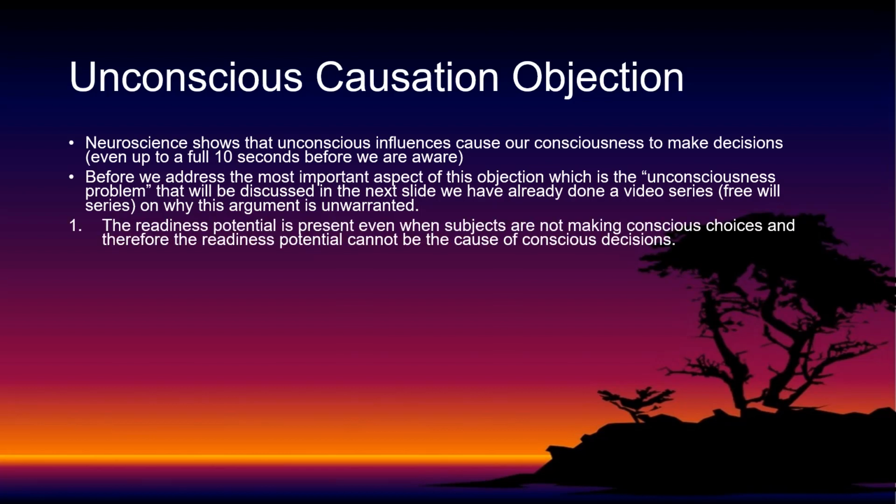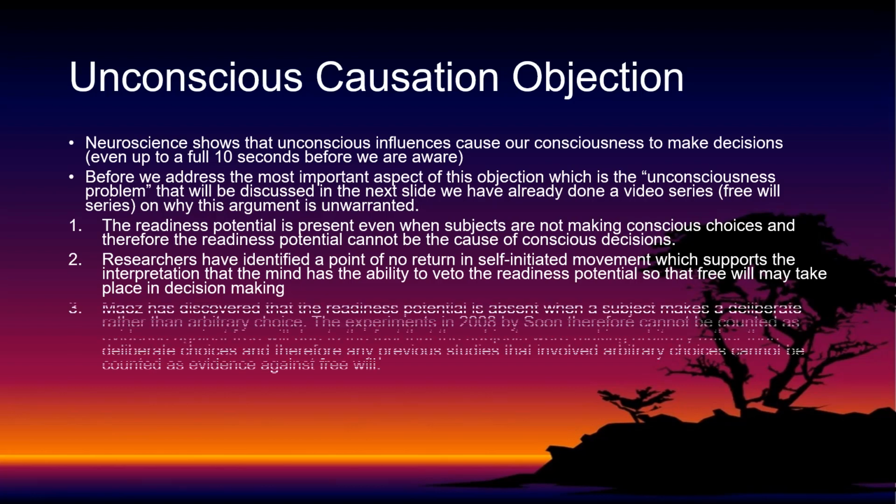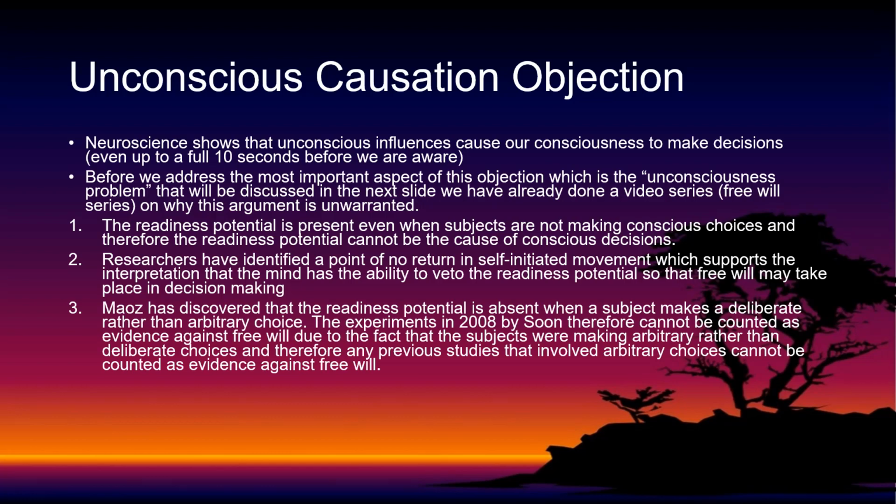So, number one, the readiness potential, or the unconscious causation, is present even when subjects are not making conscious choices, and therefore the readiness potential cannot be the cause of conscious decisions. Number two, researchers have identified a point of no return in self-initiated movement, which supports the interpretation that the mind has the ability to veto the readiness potential so that free will may take place in decision making. Then finally, Miller has discovered that the readiness potential is absent when a subject makes a deliberate rather than arbitrary choice. The experiments in 2008 by Soon therefore cannot be counted as evidence against free will, because the subjects were making arbitrary rather than deliberate choices, and therefore any previous studies that involved arbitrary choices cannot be counted as evidence against free will.